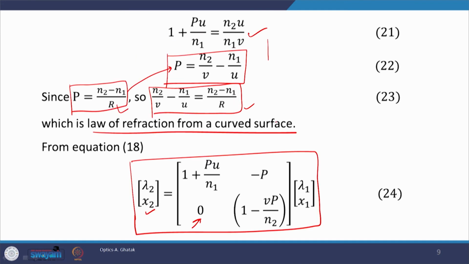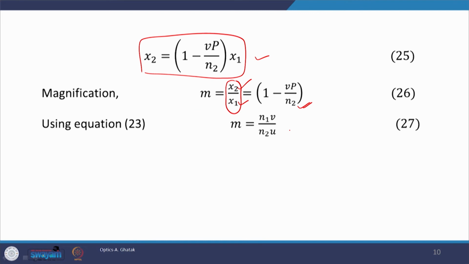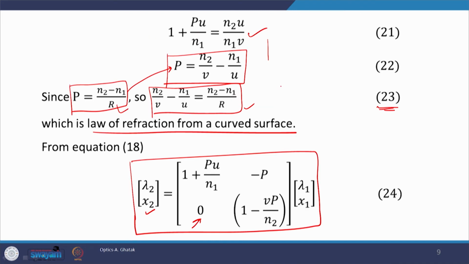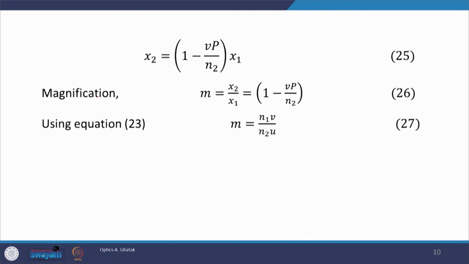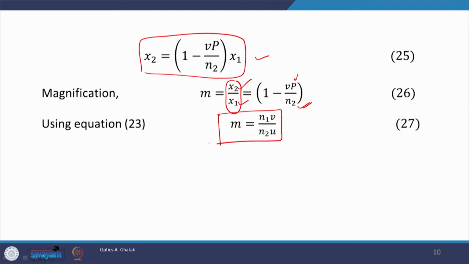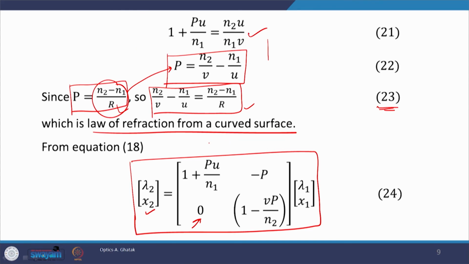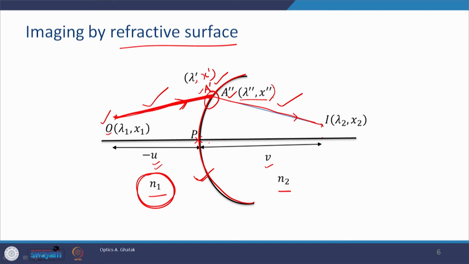What is equation 23? This. Now we will apply 23 into 26, or we will substitute for the expression of P, which is nothing but n2 minus n1 by capital R, and then we will get this expression for magnification. Okay. This is how we can treat refraction from a curved surface using the matrix method.